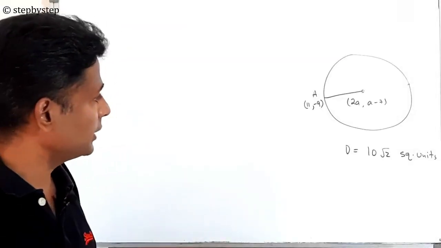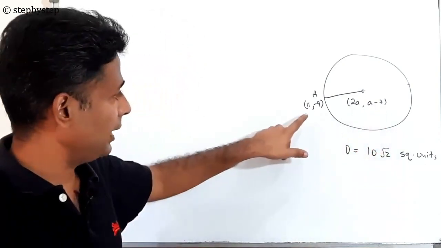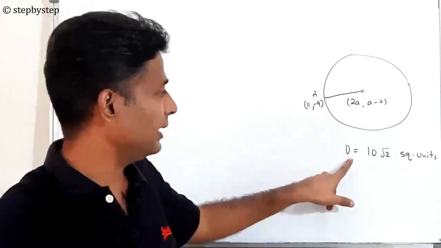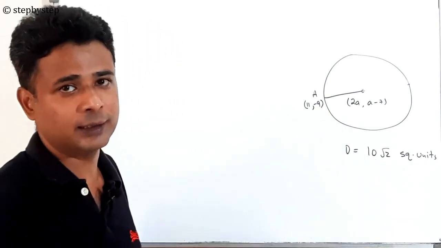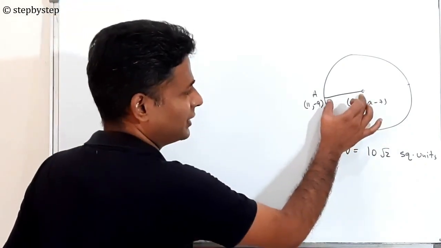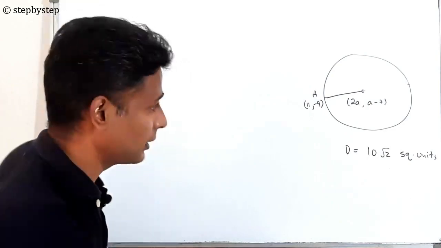Alright guys, the next question was: the center of a circle is (2a, a minus 7) and the circle passes through the point (11, minus 9), and its diameter is 10 root 2 units. You have to find the value of a. Now what is this? From the center of a circle to this is the radius. What is diameter? 2 times the radius.